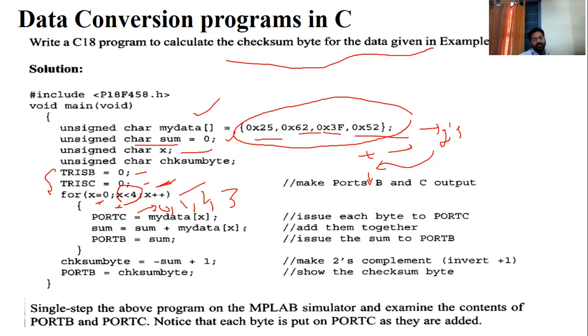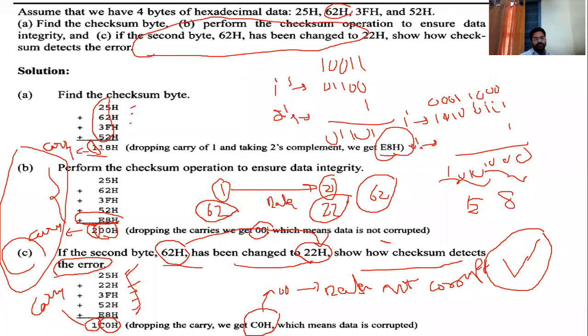Then sum is equal to sum plus my data x. What is the sum value? See this, these are my data. What are the my data values here? 25, 62, 3F, and the next value, you can add that 4 times. 0 is also 1 time in microprocessors. First time, second time, 3 times, 4 times. See these 4 numbers, 1, 2, 3, 4, they can add. That added sum result is going to port B. What is the sum here? I think that sum is 118. Here in port B you have the value 118.